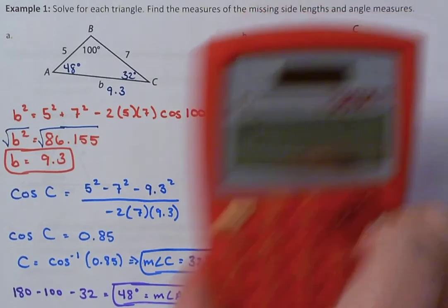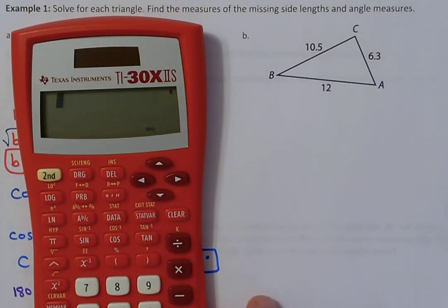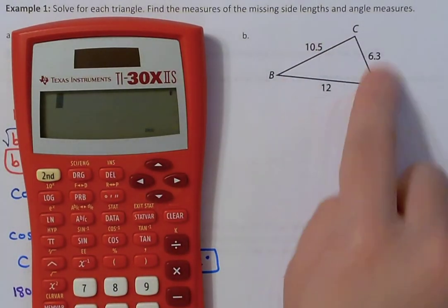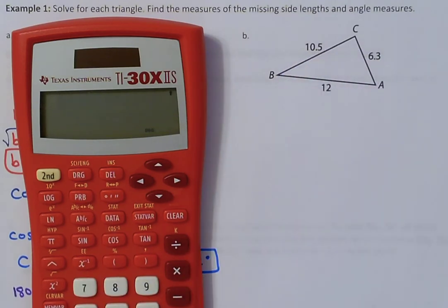Next, let's take a look at example 1, part B. So for part B, we have triangle ABC again, but this time they tell us all three side lengths and they do not tell us any angle measures.